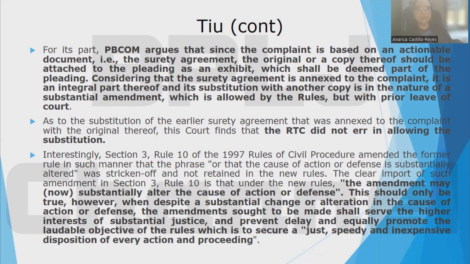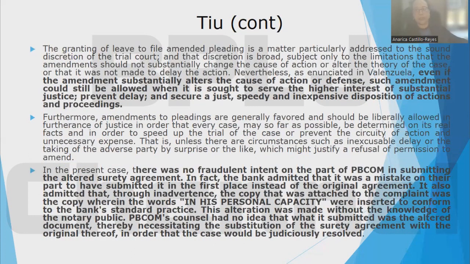The amendment may substantially alter the cause of action or defense. This should only be true, however, when despite substantial change in the cause of action, the amendment sought shall serve the higher interests of justice, prevent delay, and secure a just, speedy, and inexpensive disposition of the case. Even if the amendment is substantial, in this case, there was no fraudulent intent on the part of PBCom in submitting the altered surety agreement.